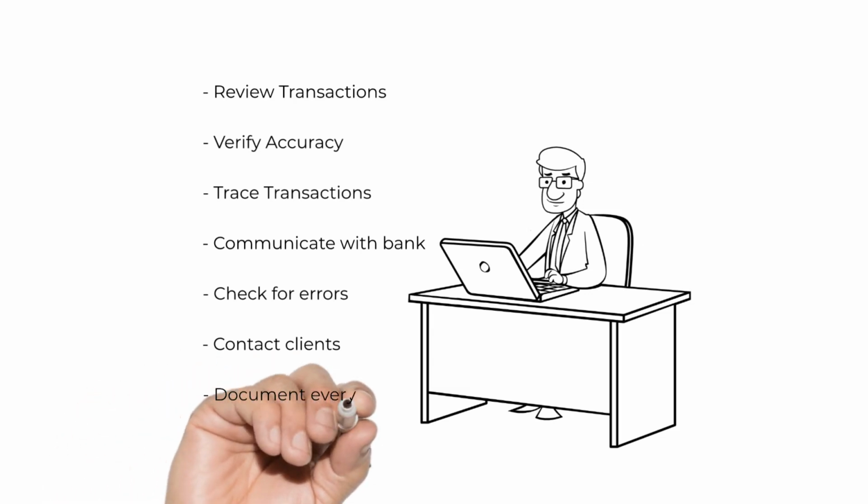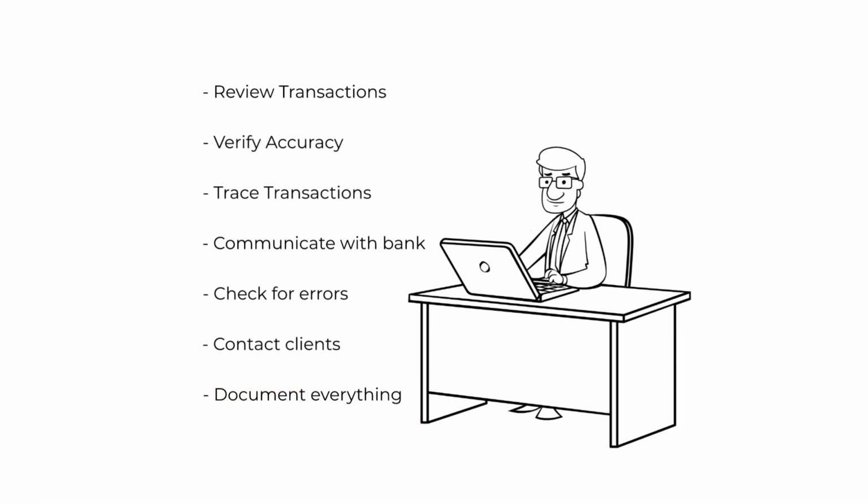Keep detailed records of your reconciliation process, including your findings, actions taken, and communications with clients and with the bank. Lastly, once the cause of the discrepancy is identified, take the necessary steps to correct the error and put measures in place to prevent similar issues in the future. This might involve improving internal controls, training staff, or refining accounting procedures.